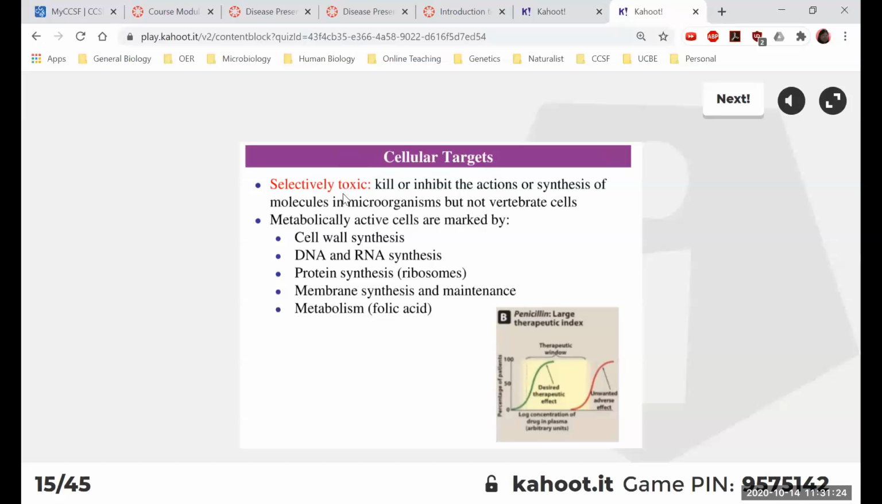We talk about selective toxicity. So basically, you want the drug to target the microorganism to kill them or prevent them from growing, but you don't want them to cause side effects. So basically, you don't want the drug to target your own cell. Penicillin, for example, has a very large TI, a therapeutic index. So it's usually pretty safe to play around with the dosage.